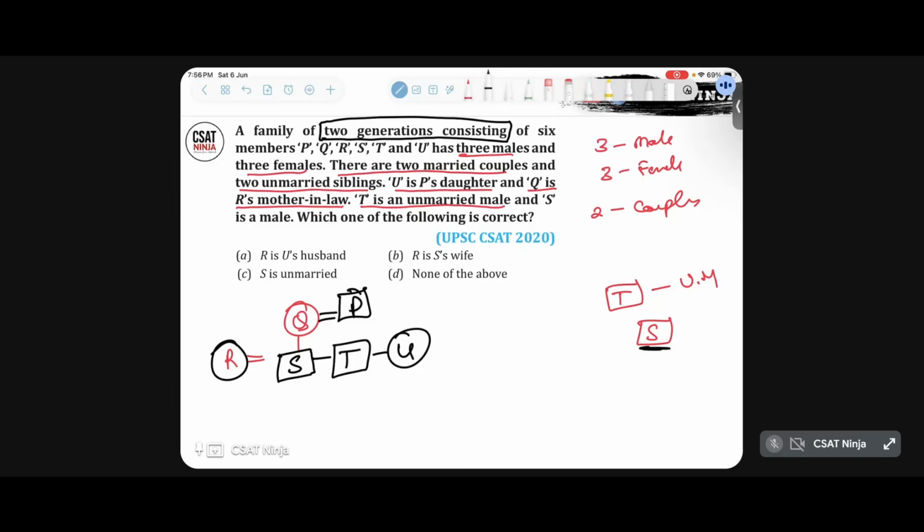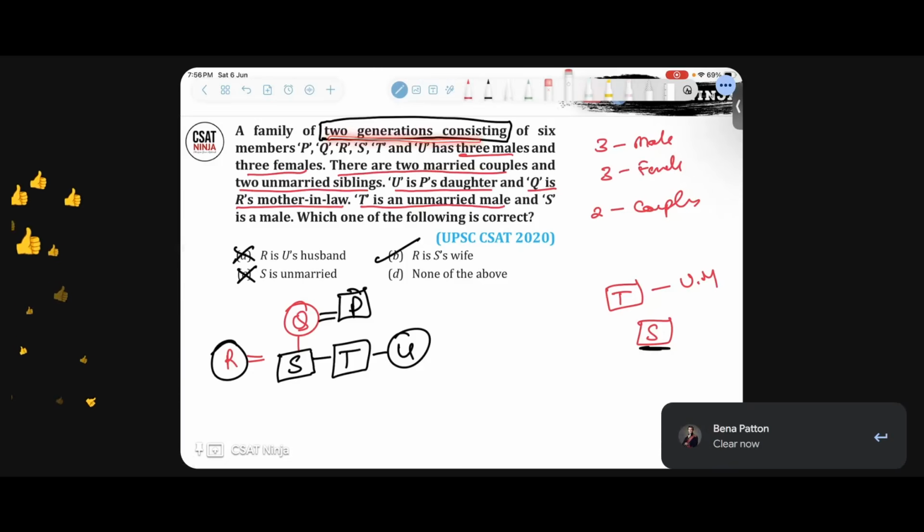R is U's husband, which is wrong. S is unmarried, which is wrong. R is S's wife, which is correct, and none of the above. The answer still remains the same, but my mistake in the previous attempt was because of this one, 2 generations. There's only 2 generations there, okay? So every time when you're reading a blood relation question, make sure of the details given there, okay?